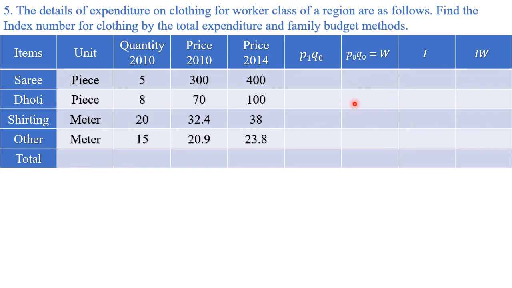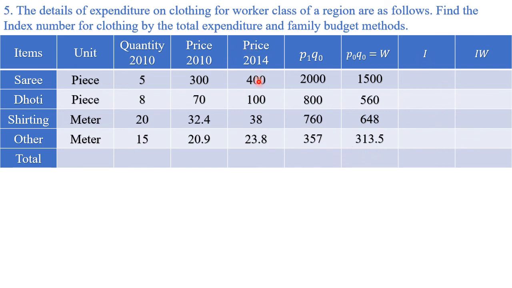Starting with the current year prices multiplied by base year quantity, P1 Q0, that is 2800, 760 and 357. Just multiply this column with this column. Next P0 Q0, which will also serve as W, that is base year prices multiplied by base year quantity. So 5 3s are 1500, 8 7s are 560, 20 into 32.4 is 648, 15 into 20.9 is 313.5.